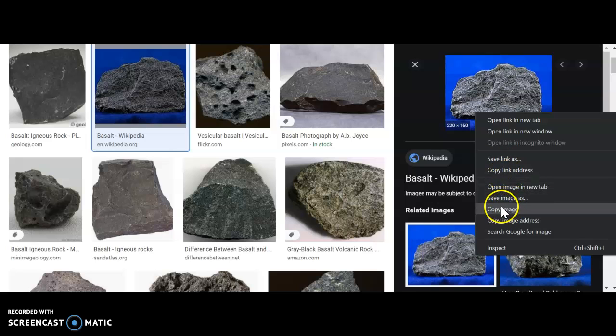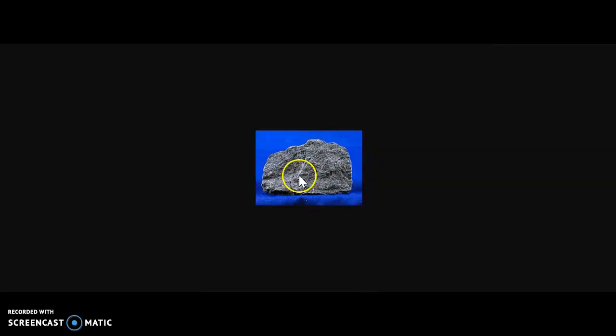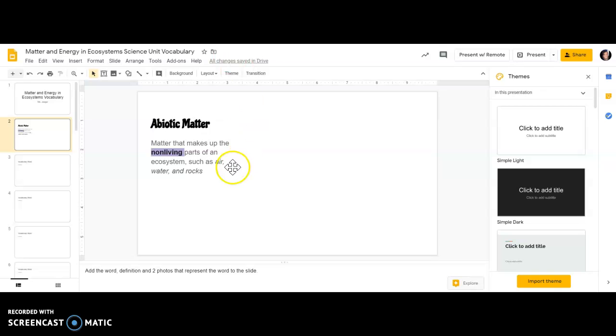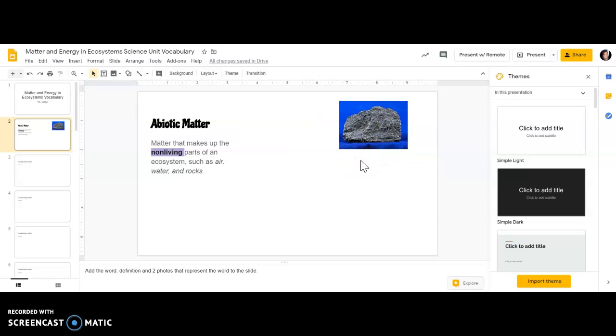Okay. Open link in a new window. I don't want that. I want to just open the image in a new tab. And the reason I want to choose that is so that I can see just the image, and then I can copy the image, and then I can paste it right here. And I might even write a little caption next to it saying, where's my text box? Okay.